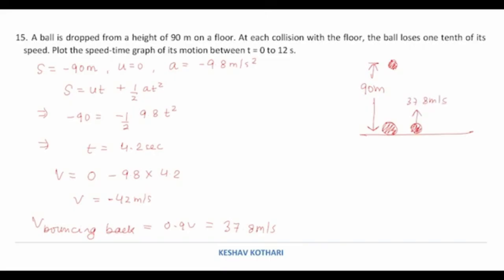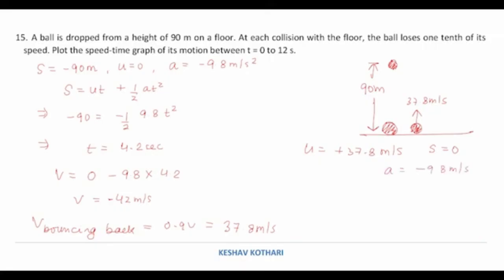So now we are thinking in this way. It is bouncing back with 37.8 meter per second, and now we are calculating the time when it is again going to hit the ground. It will reach a certain maximum height and it will again hit the ground. So I can take it in this way, that initial velocity as plus 37.8 meter per second, and the displacement is going to be 0 because it is again going to hit the ground, and a as minus 9.8 meter per second square.